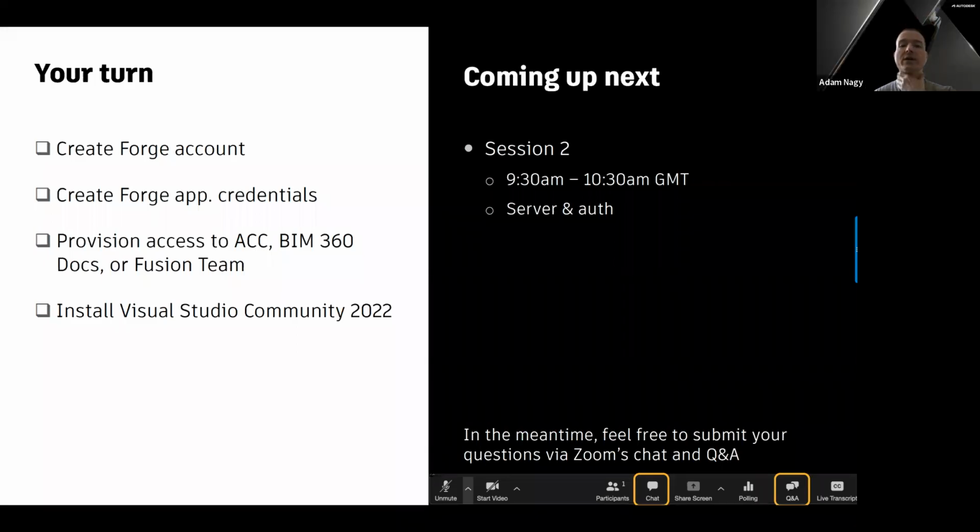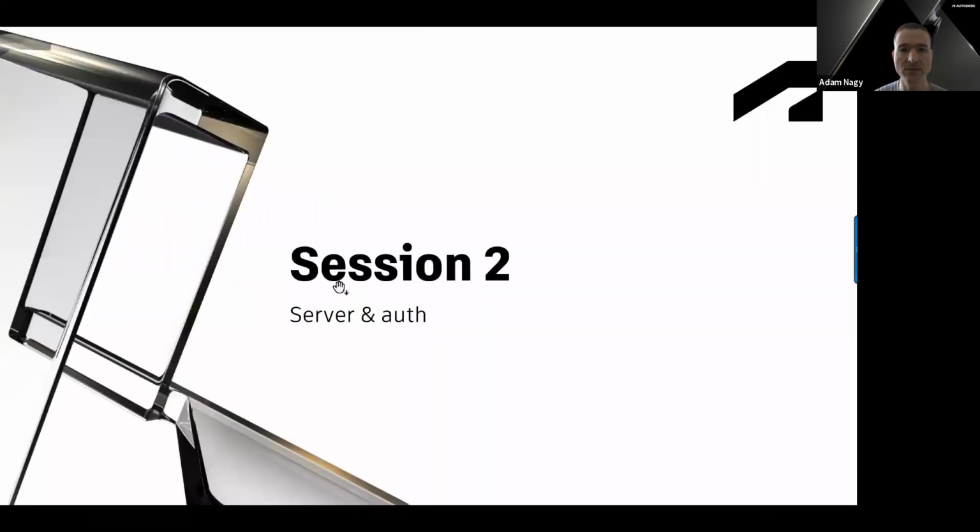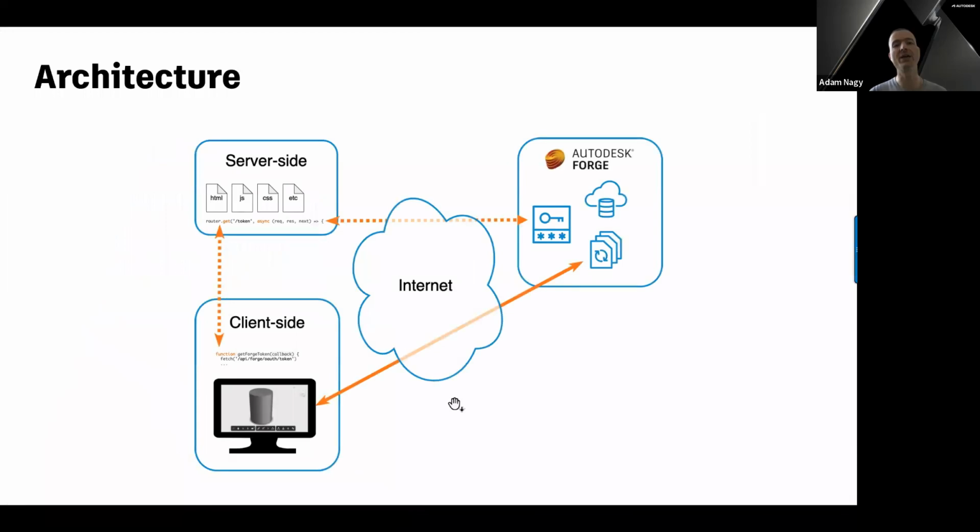Yeah, welcome back. So we can continue with the next session for today. Hopefully you managed to go through these steps: create Forge account, which will provide you with your credentials. And also, in case of BIM 360 or ACC, if that's what you want to access with today's sample, you also need to provision your Forge application for the given account, and then install Visual Studio 2022. And now we can get started with the application itself.